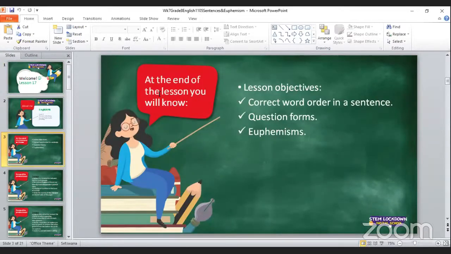In case you are wondering what today's lesson is all about, it will be about the correct word order in a sentence. We will also go through question forms as well as euphemisms. If you don't know what those are, you are in the right place. Stick around. And if you know what these are, you still are in the right place. There is room to learn more, to understand more fully, and to understand more of what we already know.